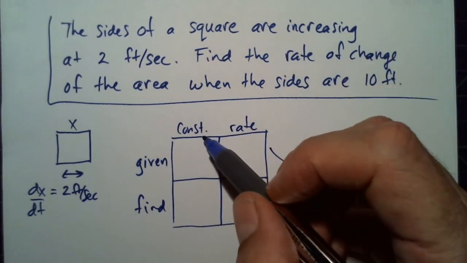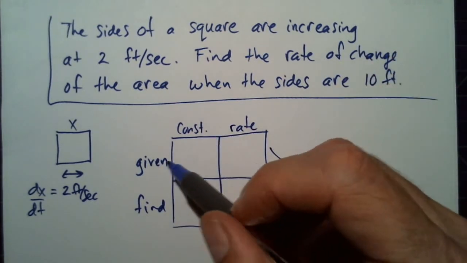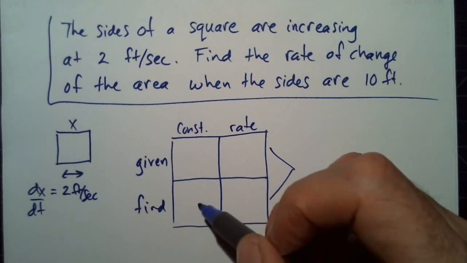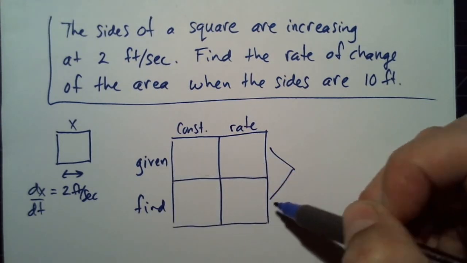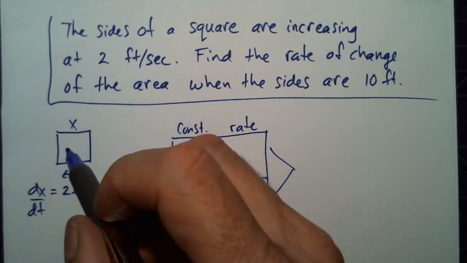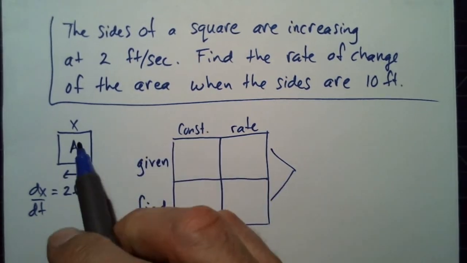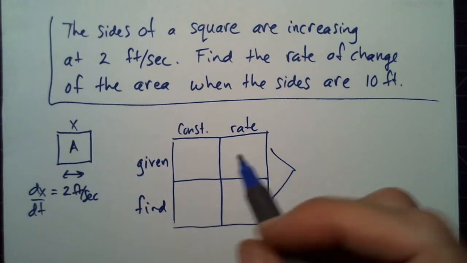So we have constant values that are given. Sometimes we have to find a constant value. We have rates that are given. We have rates that we want to find. So over here we label the variables. We have x is the side length, A is the area.